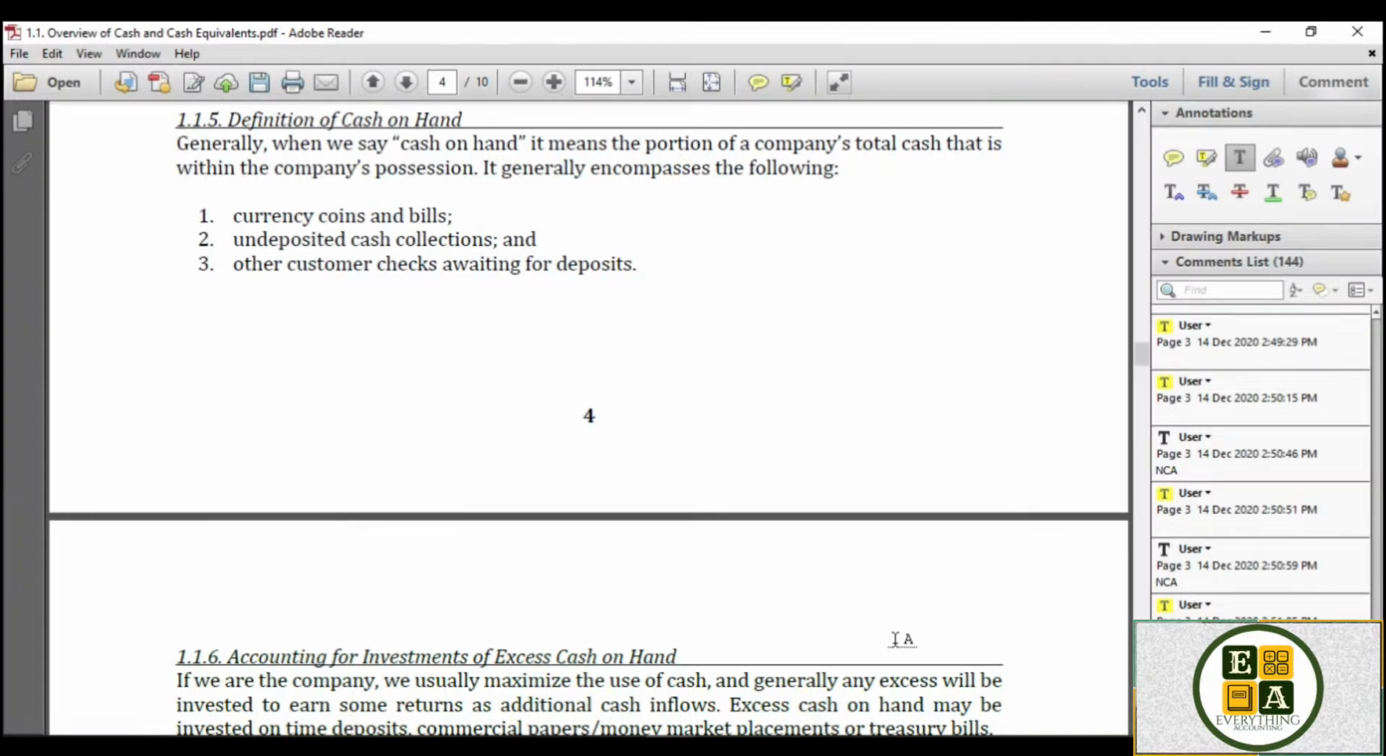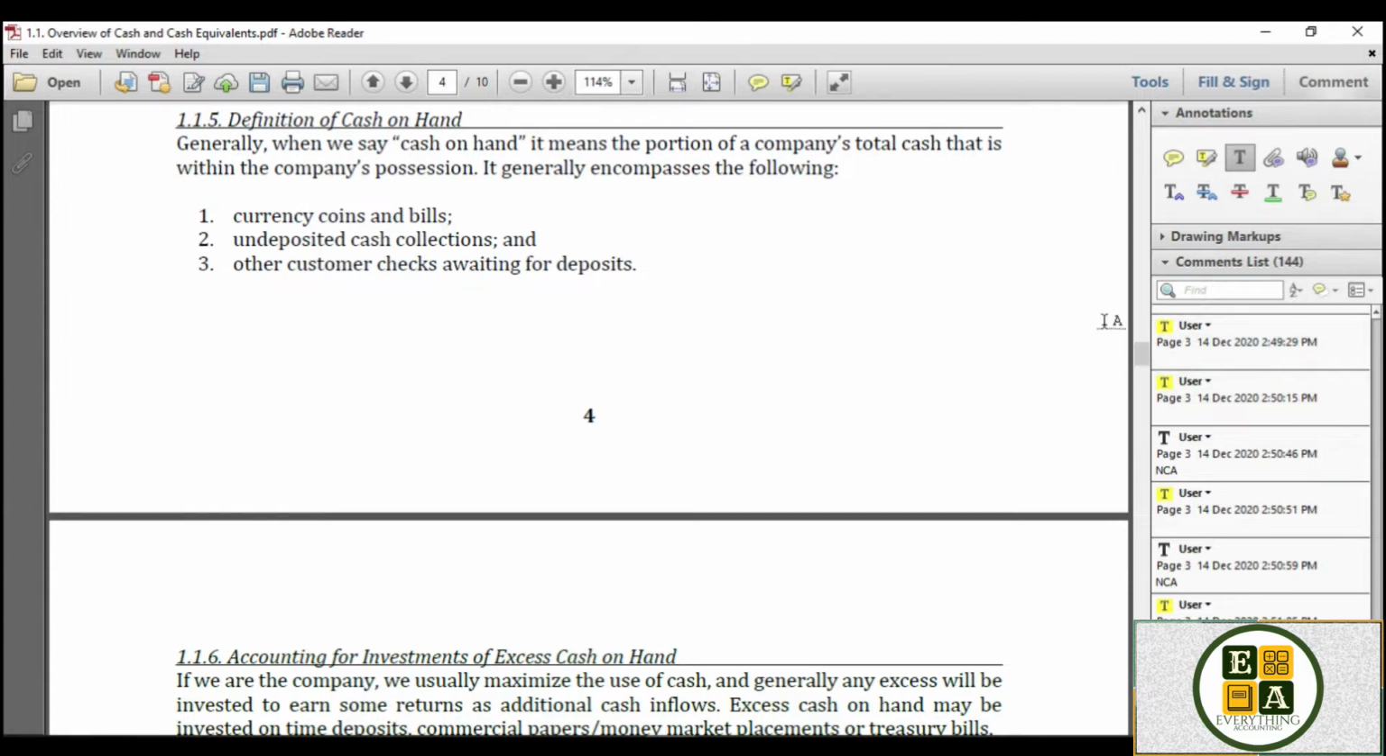Good day. So this is a continuation sa overview of cash and cash equivalent. Tapos na tayo nag-solve kanina ng sample problem solving 1. So to proceed and to continue, we have also to know or to discuss the definition of cash on hand and those adjustments for cash and cash equivalents. So let's start with definition of cash on hand.